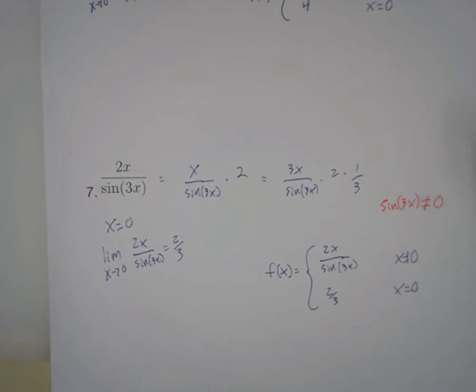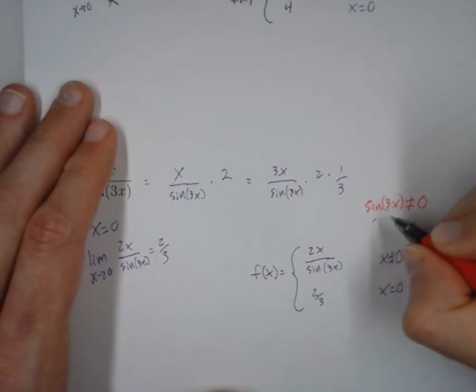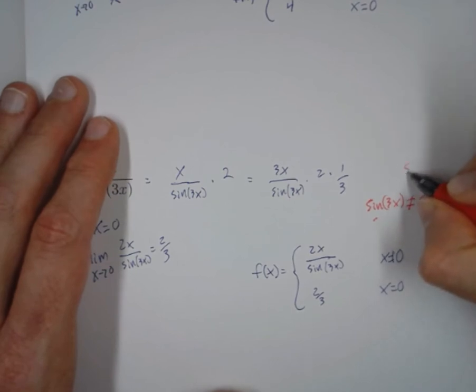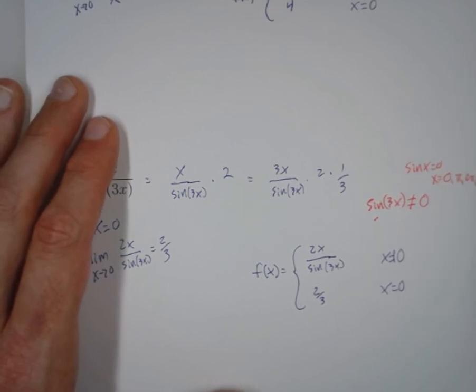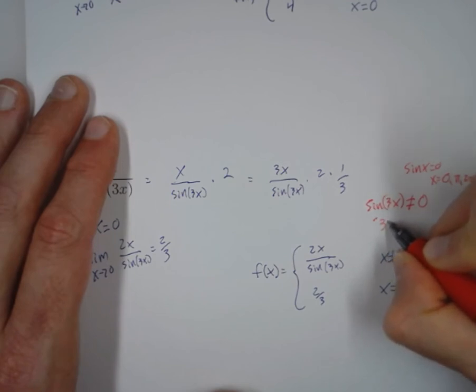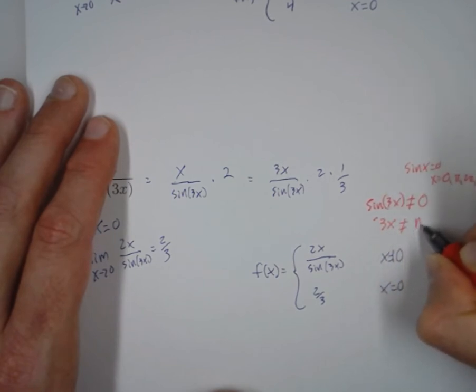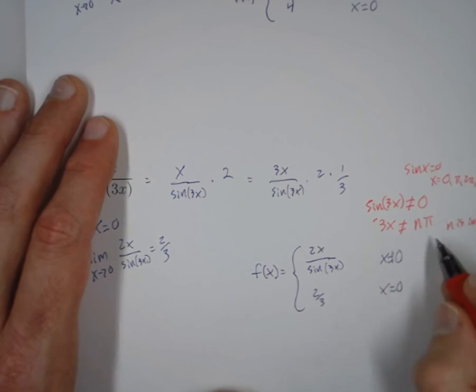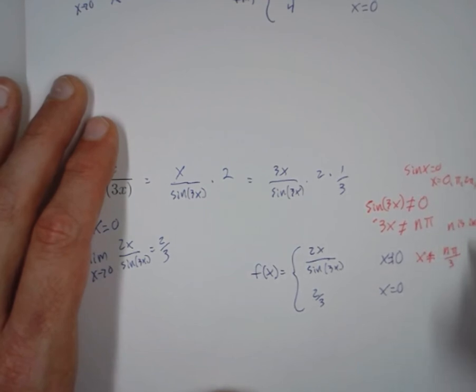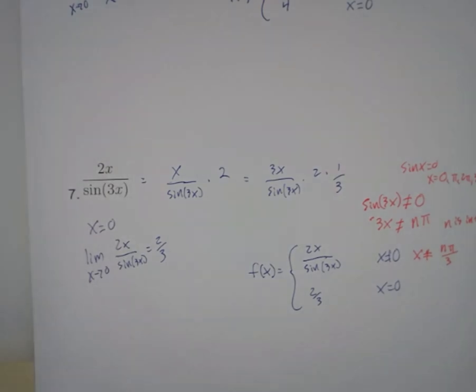Well, let's think about it. When does sine equal 0? Sine of x equals 0 when x is 0, pi, 2 pi, 3 pi, and so on. So that means that whatever 3x is, it cannot be n pi, where n is an integer. And then if I get x by itself, I'm going to divide by 3. So I also have to put over here, x cannot equal n pi over 3, where n is any integer.